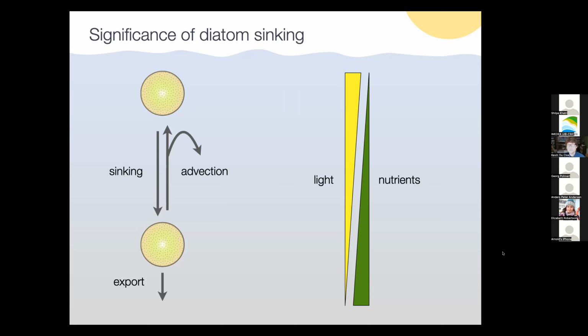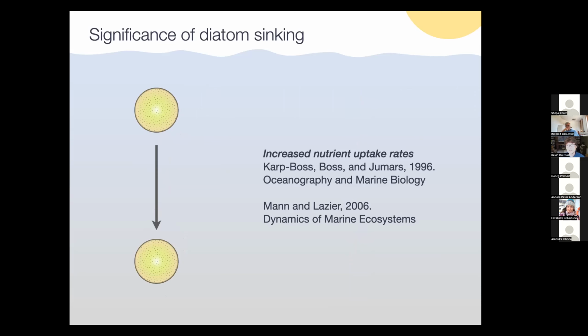And it's the combination of sinking and advection that determines a diatom's depth in the water column. Sinking will obviously cause a diatom to go deeper in the water column, and advection is just the background movement of the water that can move the diatom in any direction.